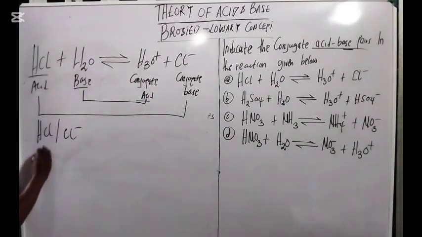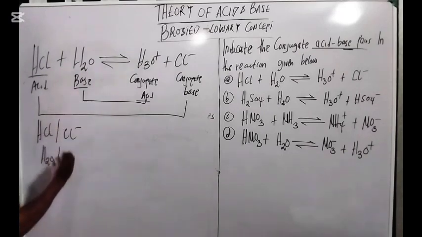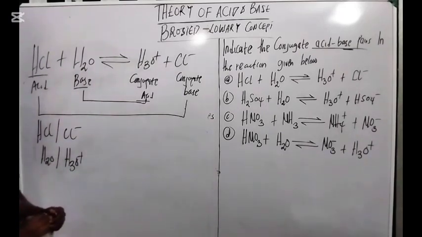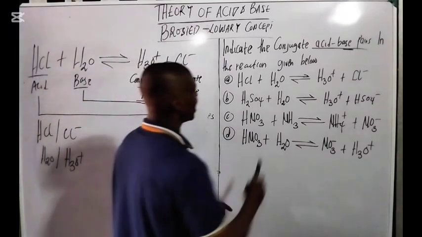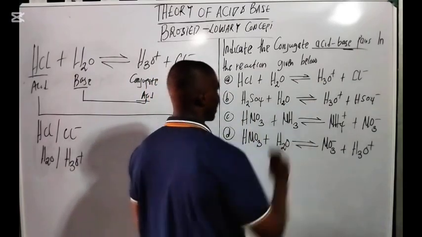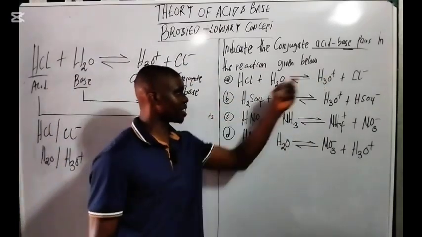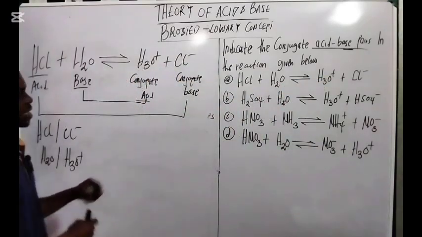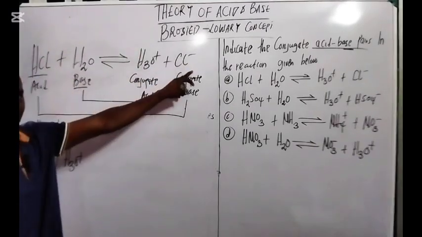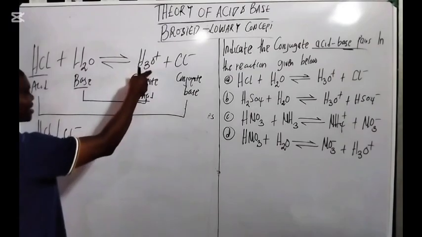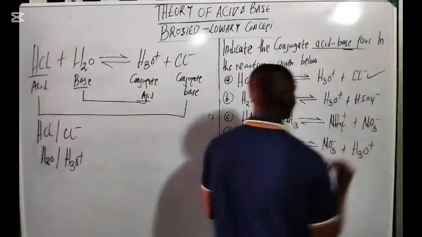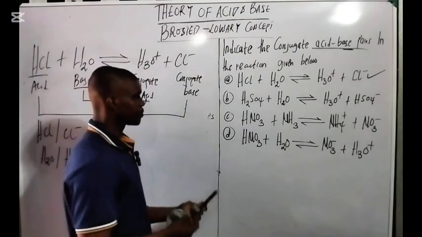Then we have H2O/H3O+. These are conjugate acid-base pairs. The question says you should indicate the conjugate acid-base pairs in the reaction given. So this is the reaction, and we want to identify them. This acid forms a conjugate base, so they are conjugate pairs, while this base forms a conjugate acid, so they are conjugate pairs. So we are done with the first one.